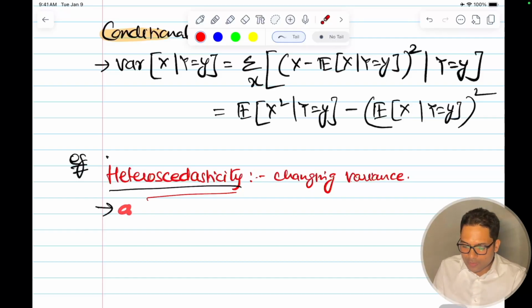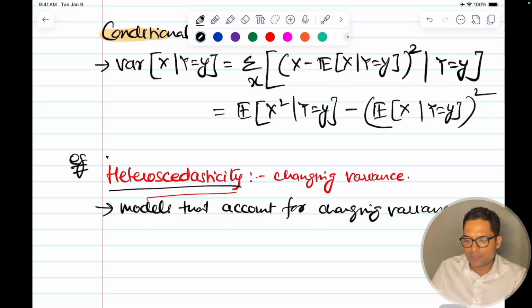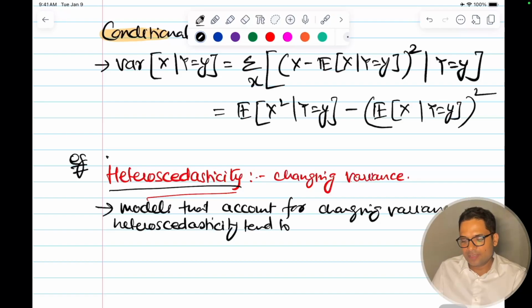Let me write it down. Models that account for changing variance, or this word, heteroskedasticity, tend to be more accurate. So this is one use case, as I mentioned.